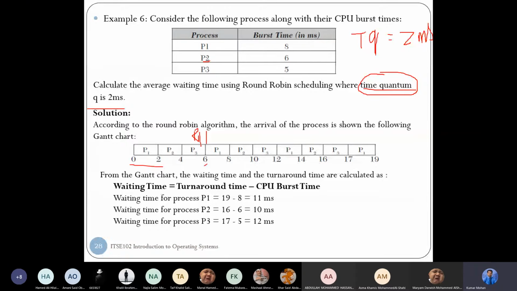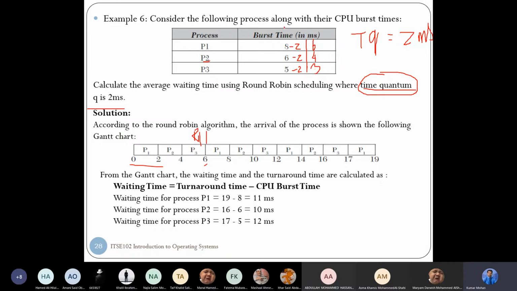Round 1 is over. After completion of round 1, here I will write -2, -2, -2. So the remaining time is 6, 4, 3. You understand? Or you want me to repeat? I will continue.